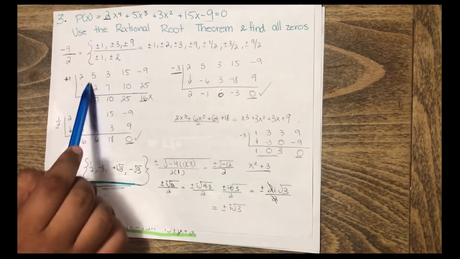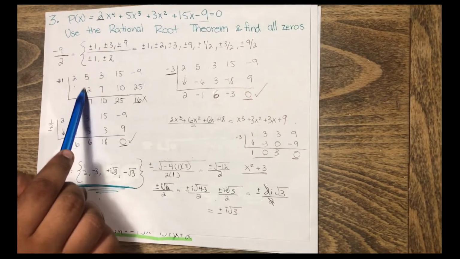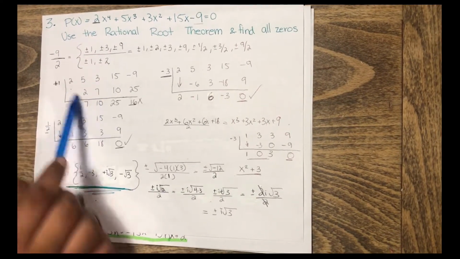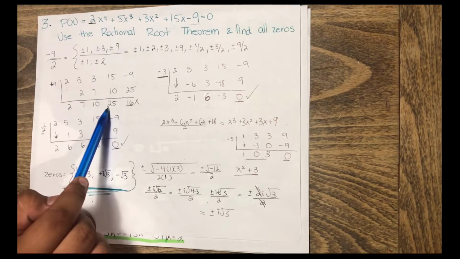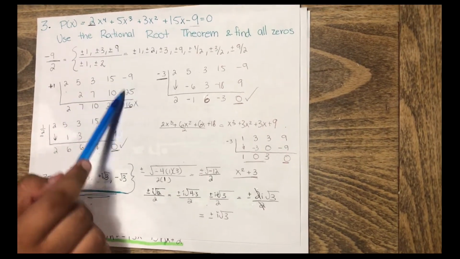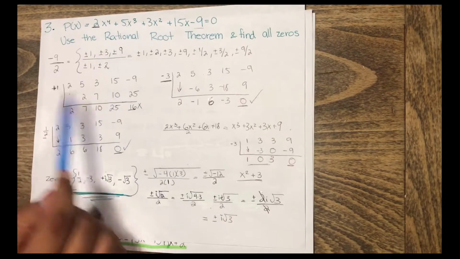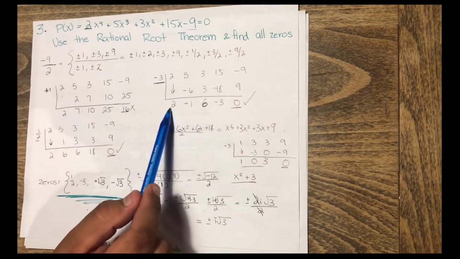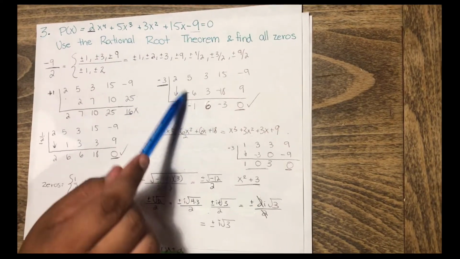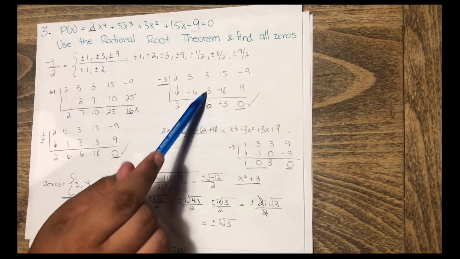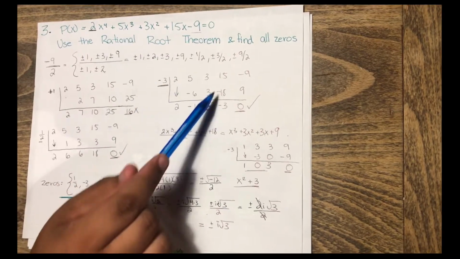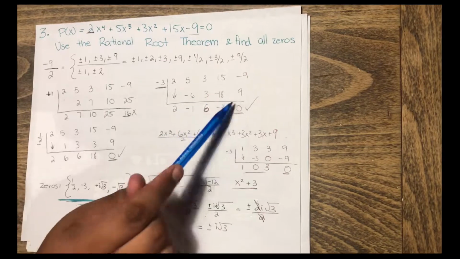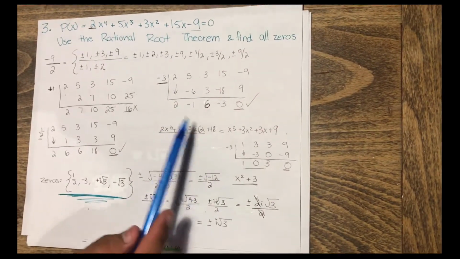So the 2 drops down, and 1 times 2 is 2, 5 plus 2 is 7, 1 times 7 is 7, and 3 plus 7 is 10, 1 times 10 is 10, 15 plus 10 is 25, 1 times 25 is 25, and negative 9 plus 25 is 16. That doesn't work. Now the next is negative 3, so 2 drops down again, negative 3 times 2 is negative 6, negative 6 plus 5 is negative 1, negative 3 times negative 1 is 3, 3 plus 3 is 6, negative 3 times 6 is negative 18, 15 plus negative 18 is negative 3, and now negative 3 times negative 3 is 9, negative 9 plus 9 is 0, so that does work.